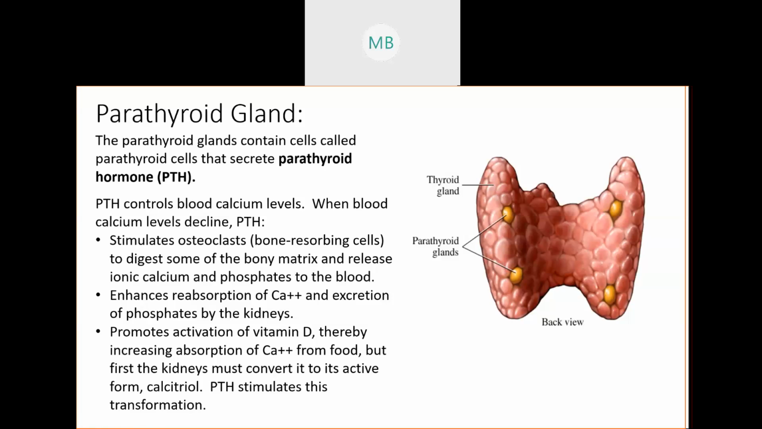So what your parathyroid hormone is going to do is stimulate your osteoclasts to do their job. And osteoclasts digest your bone matrix to release some of that calcium back out into your bloodstream. Right? That means that parathyroid hormone is also going to be triggered when you have low calcium levels in your blood. Right? So this is a negative feedback mechanism.